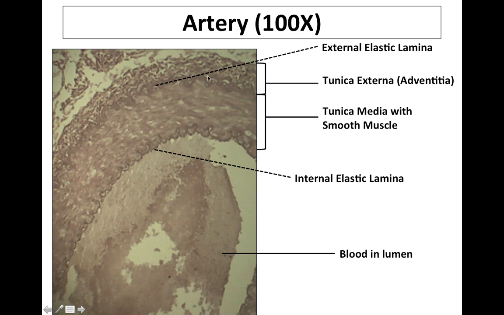And tunica externa is this whole layer right here. Here's all your smooth muscle, your nice big thick tunica media and smooth muscle, and then this is your internal elastic lamina. The tunica interna is pretty difficult to see, but this internal elastic lamina soaks up a lot of stain. A lot of people will confuse this for the tunica intima, so just be careful with that. This is the internal elastic lamina. You probably won't be able to clearly see the tunica interna.